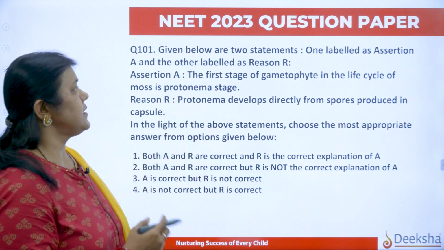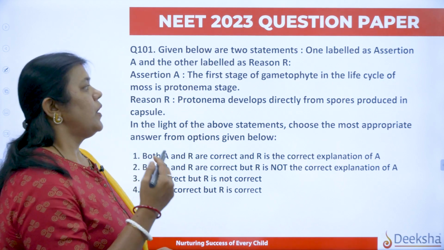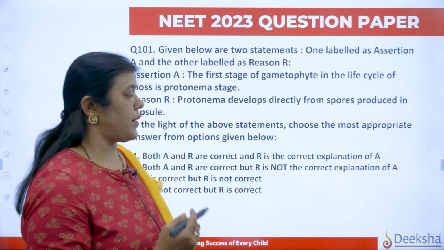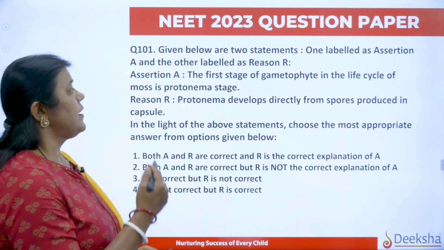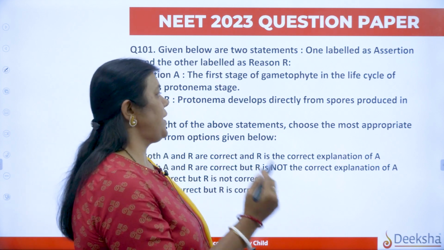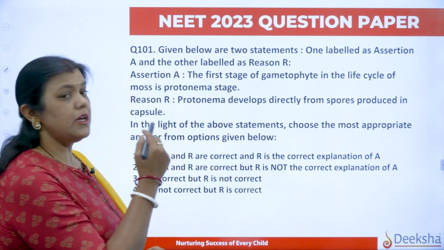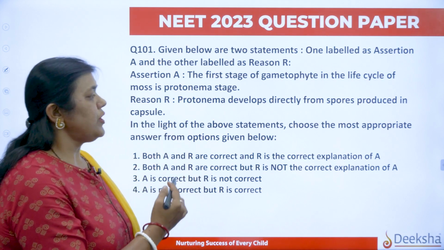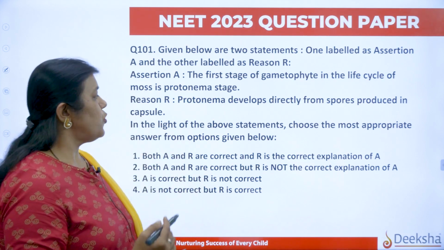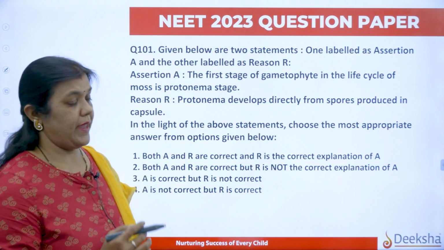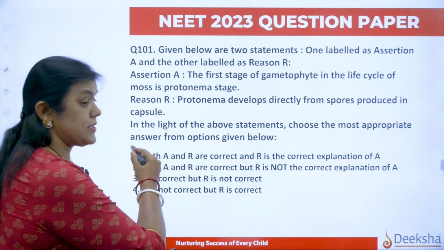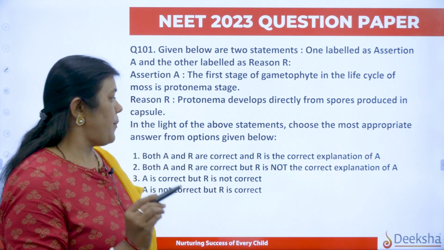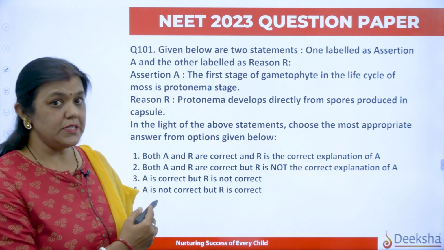Question number 101 says, given below are two statements, one labeled as Assertion A and the other labeled as Reason R. Assertion A: the first stage of gametophyte in the life cycle of moss is the protonema stage. Reason R: protonema develops directly from spores produced in the capsule. In the light of the above statements, choose the most appropriate answer from the options below.